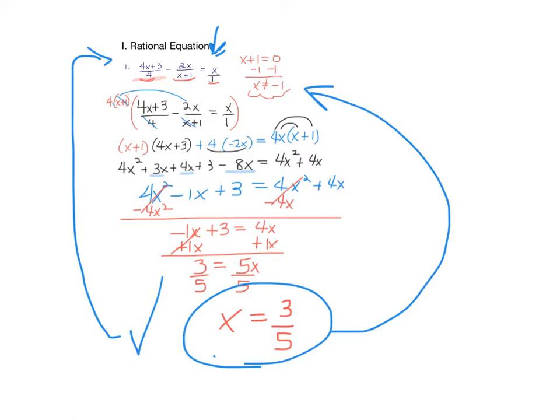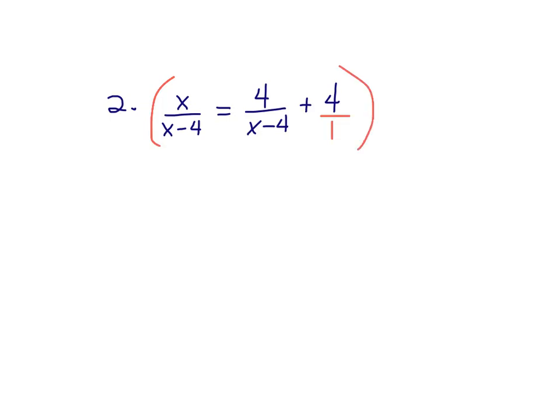Let's try another example so we can get the hang of this. Here's my next example. This one's a little simpler. What is going to be my common denominator? The x minus 4, right? So this one, the last number in the problem, is the only one that needs the denominator. But again, I have to multiply the whole equation by the x minus 4.